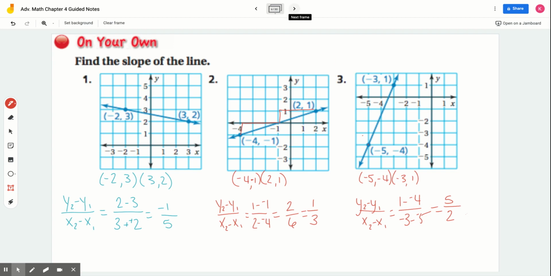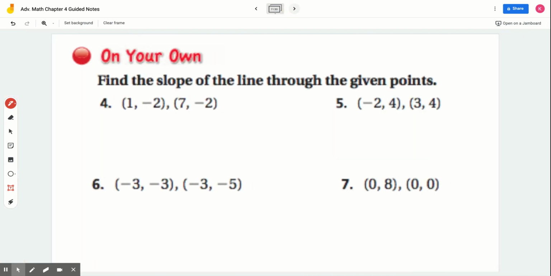So these are the slopes of the line. What is the rise over the run? So now we can find the slope of the line using this method again. So go ahead and try these 4.